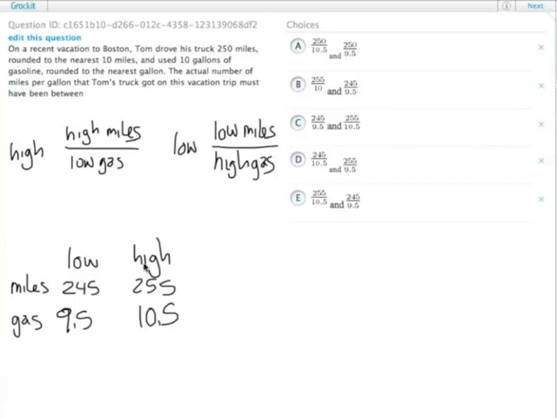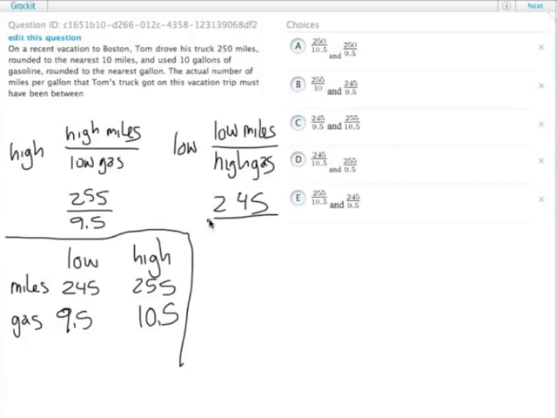However, these are the fractions. We can't use these numbers as is. We have to match up the high. I'm going to put a line here so this is separate. The high miles, which is 255, over the lowest gas, which is 9.5. And over here we have the lowest miles, which is 245, over the highest gas, which is 10.5. And, of course, I have these in the wrong order, but these end up being the same thing in answer choice D.